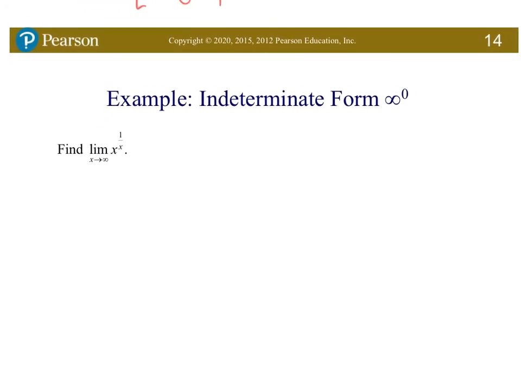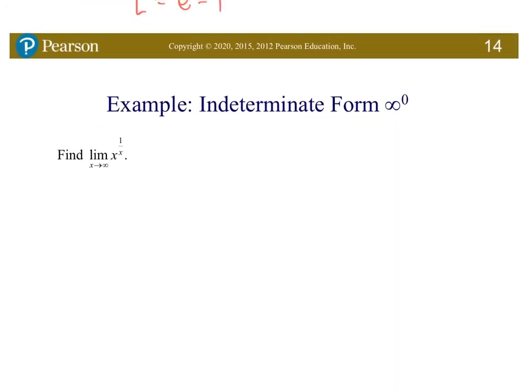And our last one, the form infinity to the 0. When I plug infinity in here, I'm going to get infinity to the 1 over infinity, which is infinity to the 0, which is our final indeterminate form. And we're going to use one more logarithmic application. So the natural log of the limit will be the limit as x approaches infinity of 1 over x pulled in front of the natural log of x.